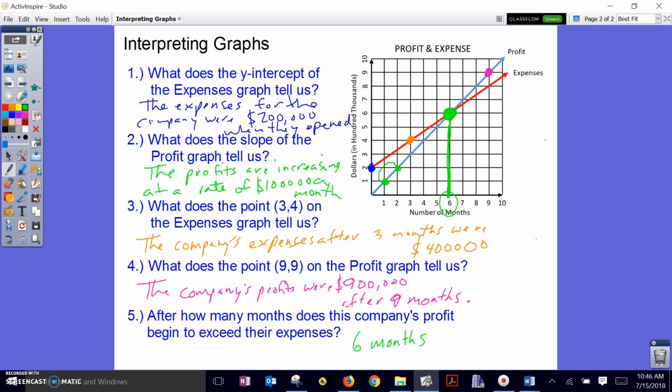So that's a little bit about how we interpret and read graphs to answer real-world type questions from the information and some of the key characteristics that we can use from graphs.